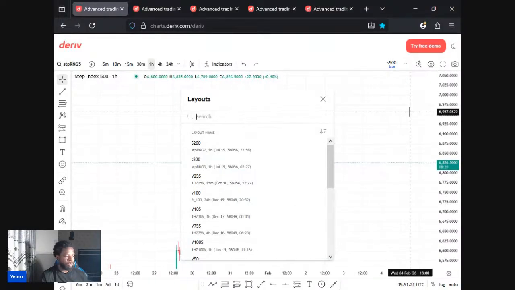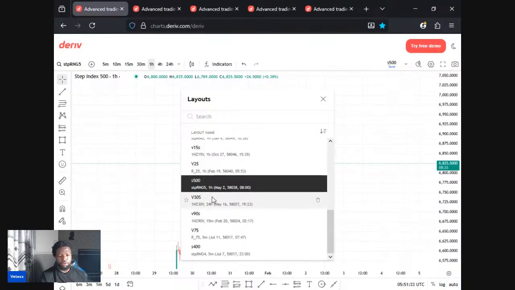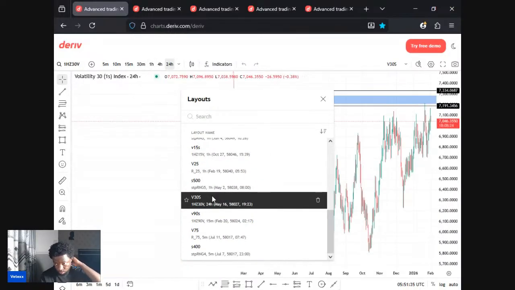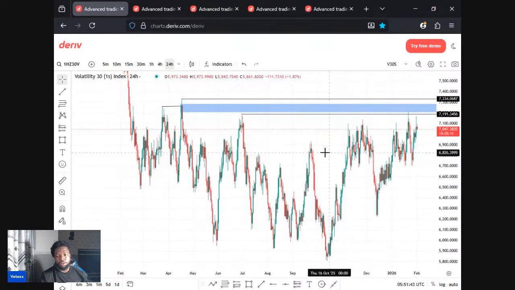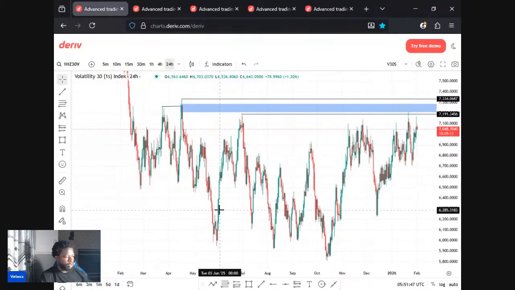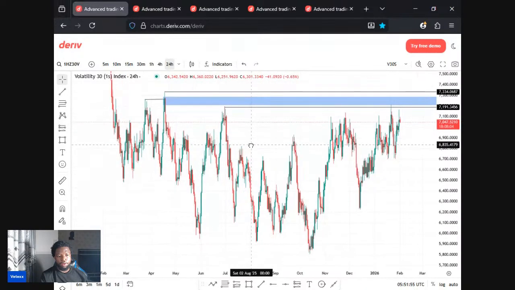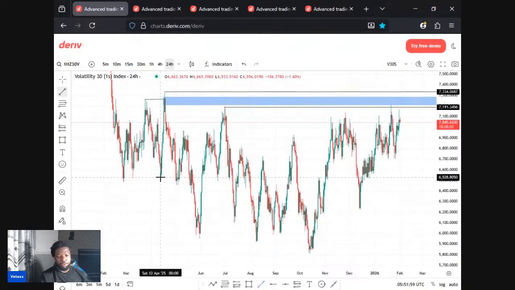So the next pair we'll be checking is V31S. V31S is bearish on the 24-hour time frame, which will mark out the majority of those patterns. So we have our sweep of liquidity here. We have our first break of structure, which is here.